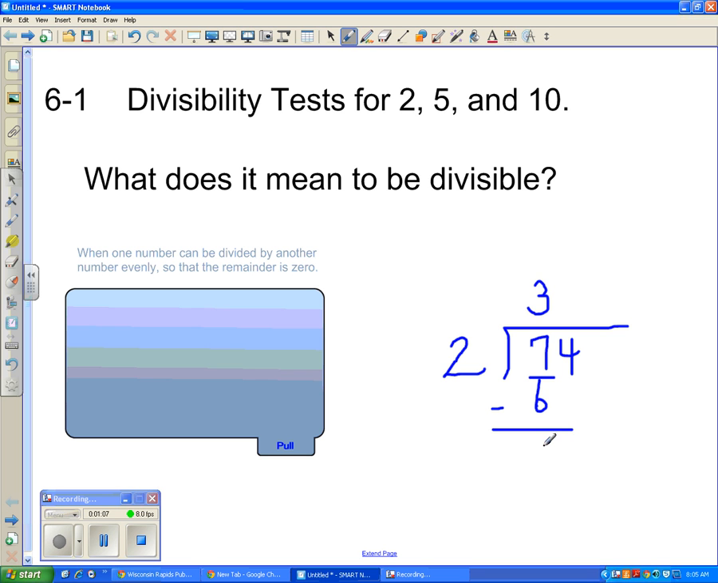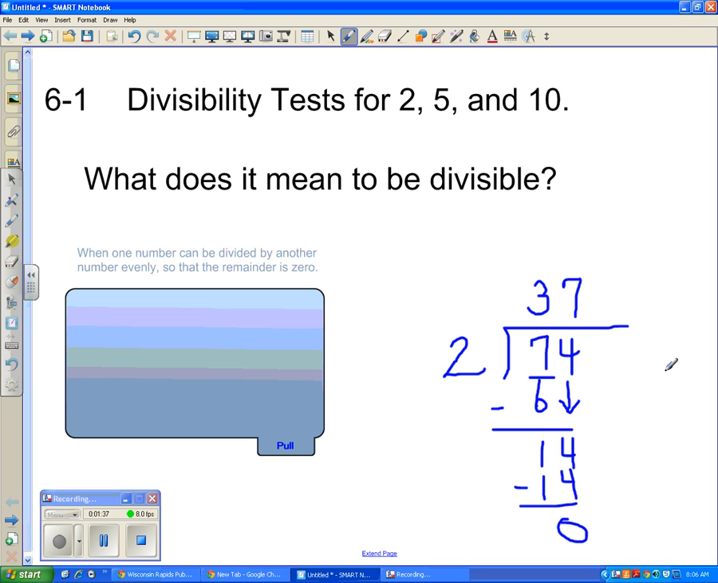Go ahead and subtract. We need to check and make sure that this number is less than our divisor to make sure we have the group number right. We do. So we'll go ahead and bring down our next number. We'll start the process over again. So 14 divided by 2. 2 goes into 14 7 times. 7 times 2 is in fact 14, so we will subtract. And we'll have a remainder of 0.